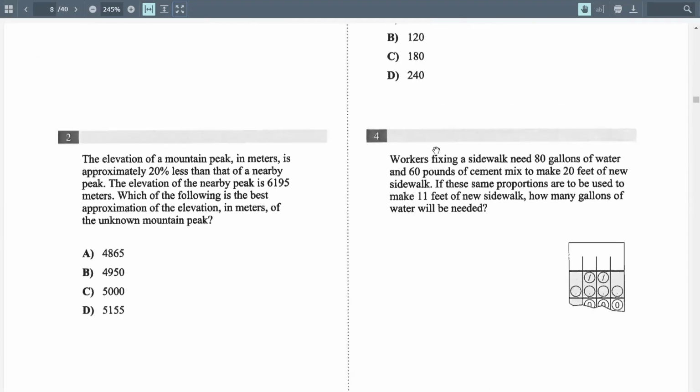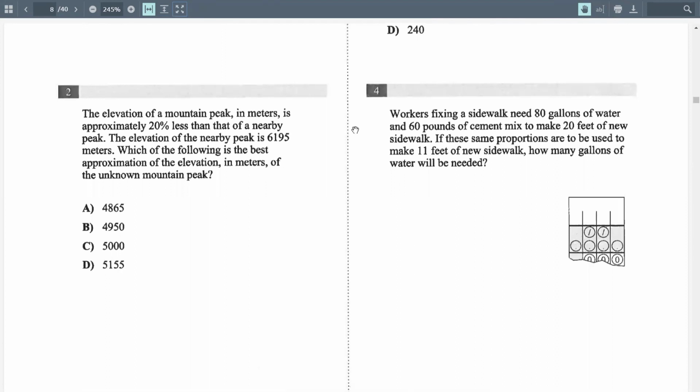Yeah, there we go. You guys are going to work on 2 and 4 here. So even if you don't have the hard copy printed, you can just pull up from Schoology.